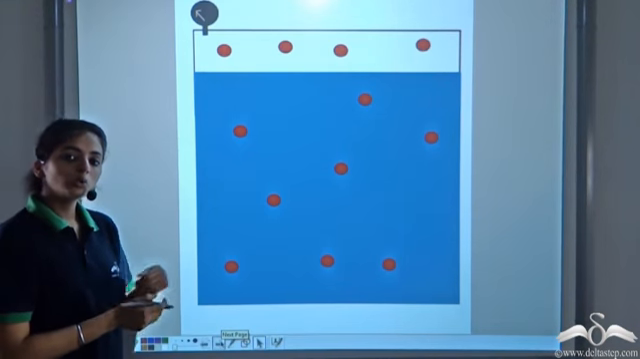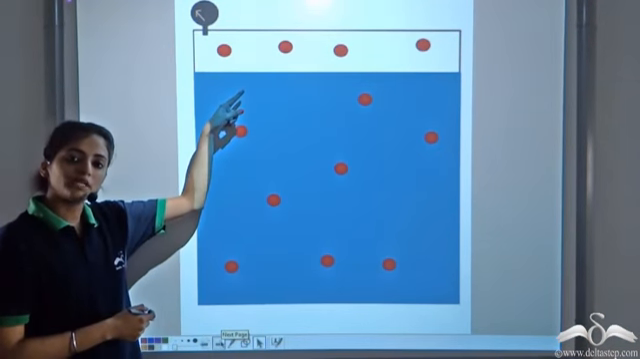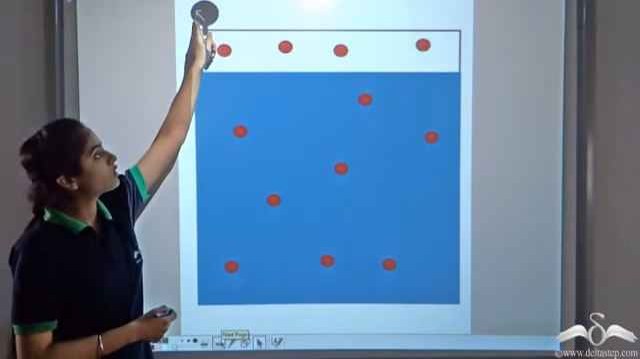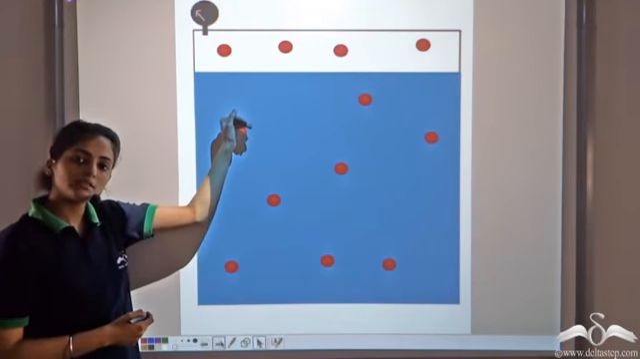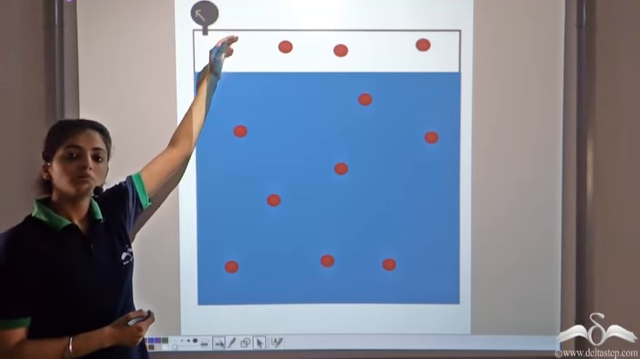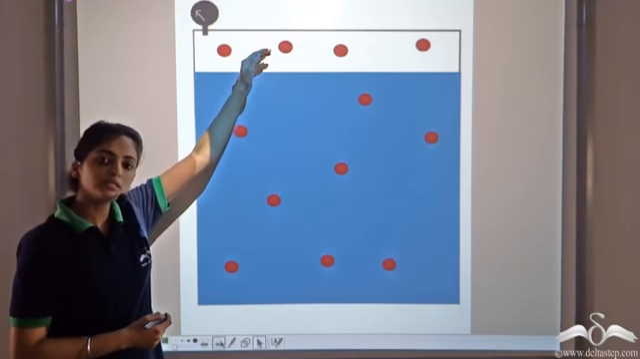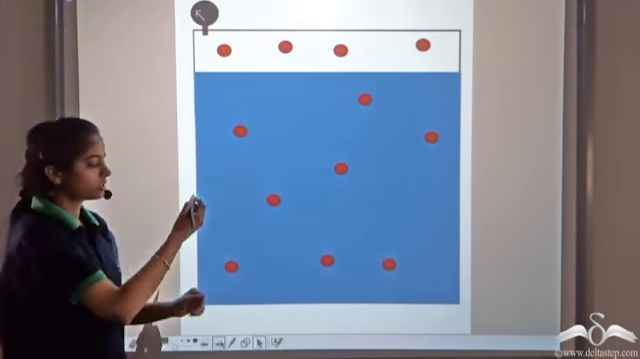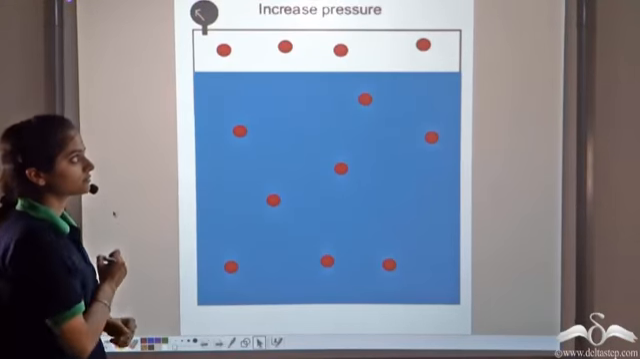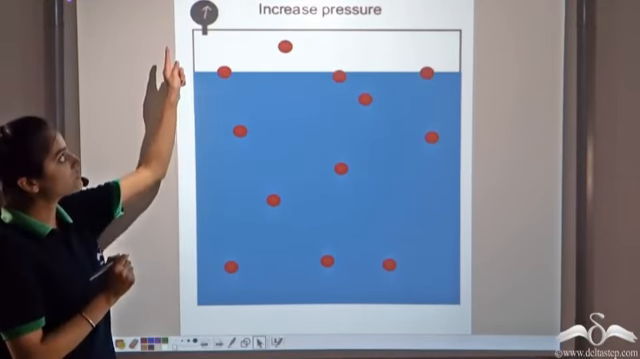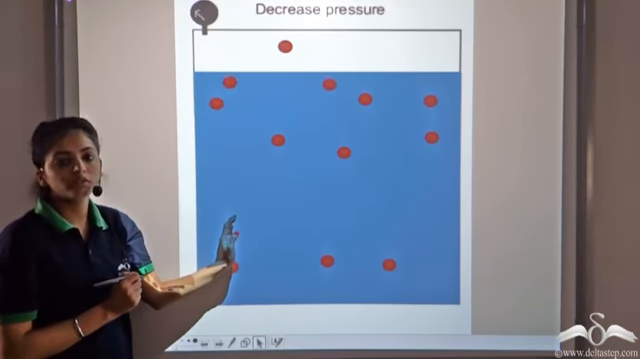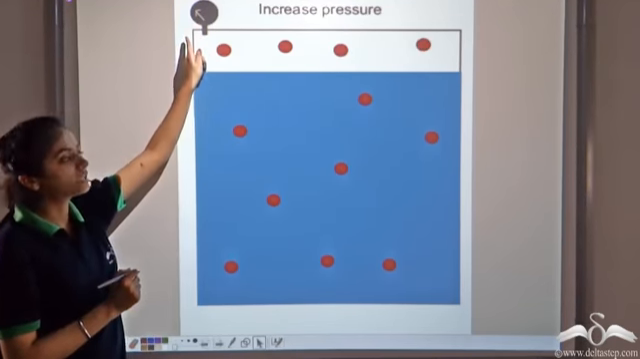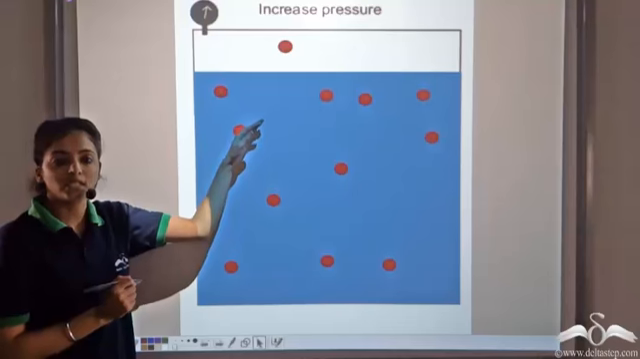Similarly, if now we increase the external pressure, so you'll see from this pressure gauge, as we increase the external pressure, in order to balance the external with the internal pressure, most of the gas particles enter the solution. So see what happens. As we increase the pressure, the gas particles are dissolved in the solution. And when we decrease the pressure, they escape.